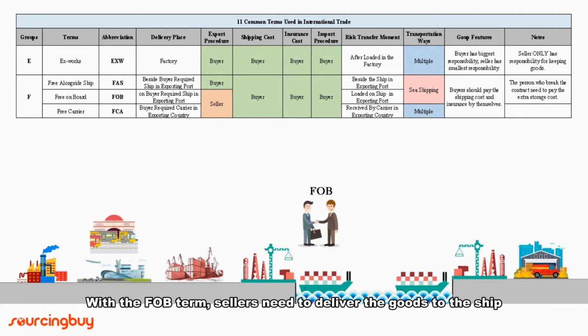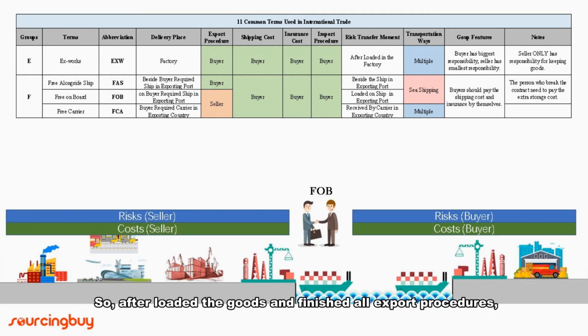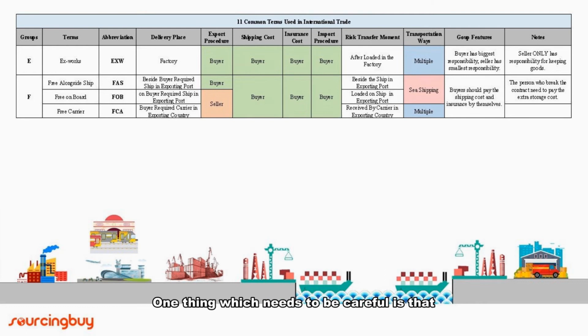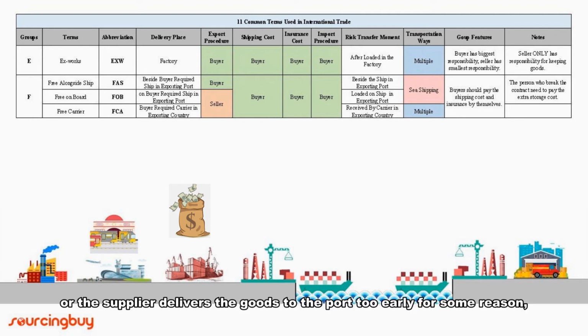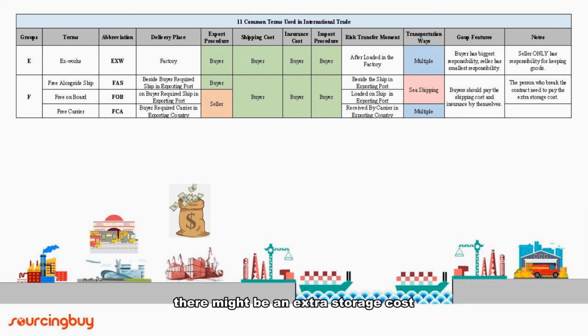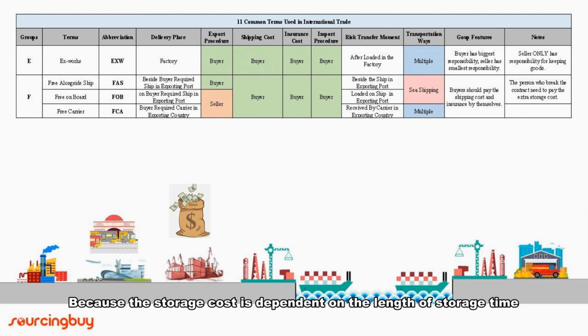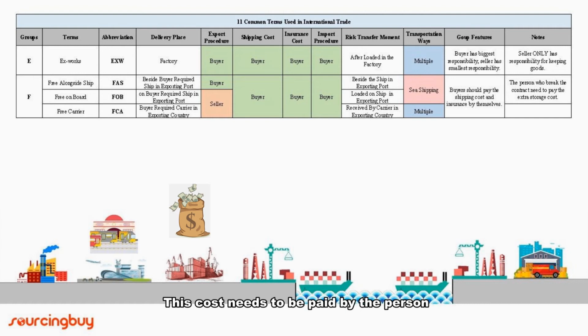With the FOB term, sellers need to deliver the goods to the ship at the exporting port. So after loading the goods and finishing all export procedures, the risk responsibility is transferred from the seller to the buyer. One thing to be careful about is that there is a storage cost before loading on board. If the ship is delayed, or the supplier sends the goods to the port too early for some reason, there may be an extra storage cost, because the storage cost depends on the length of storage time. This cost needs to be paid by the party who breaks the contract.